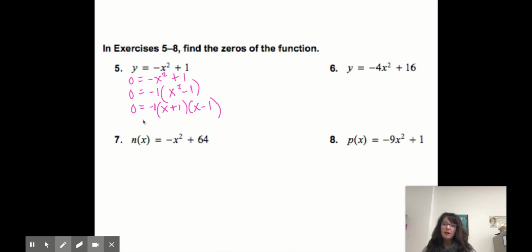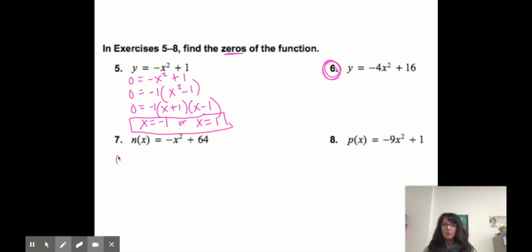Therefore, I have x is equal to, subtracting 1 on both sides, or adding 1 on both sides. I should have an equal sign here. All right, so it's equal to negative 1 or positive 1. Why don't you go ahead and do number 6. Please find the zeros of the function.